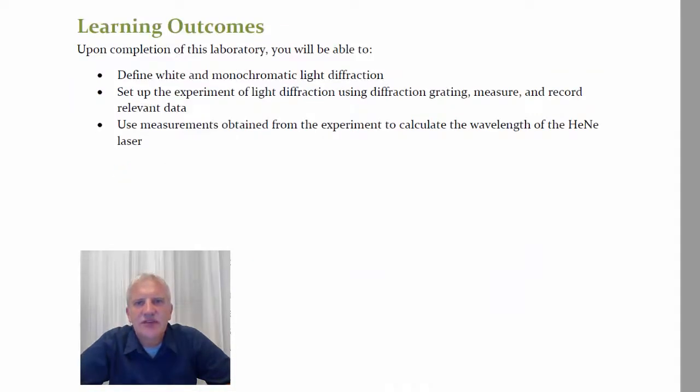As learning outcomes for this lab, we are going to define what diffraction of light is, and what the specifics of white and monochromatic diffraction of light are. Finally, as the hands-on part of this lab, we are going to set up an experiment in which we observe the phenomenon of diffraction through a diffraction grating and use it to measure the wavelength of our red laser diode module.